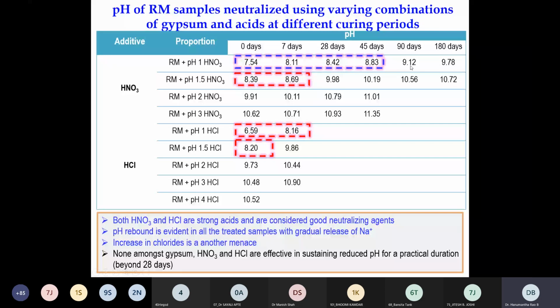When you add HCl also, the same thing has happened, but with HCl, the rebound of above 9 has occurred within 28 days only. So when you compare the performance of HNO3 with HCl, HNO3 is a bit better, but not useful. We can say ineffectual.